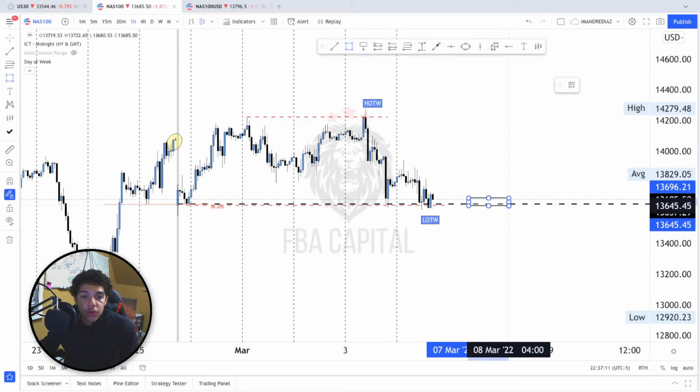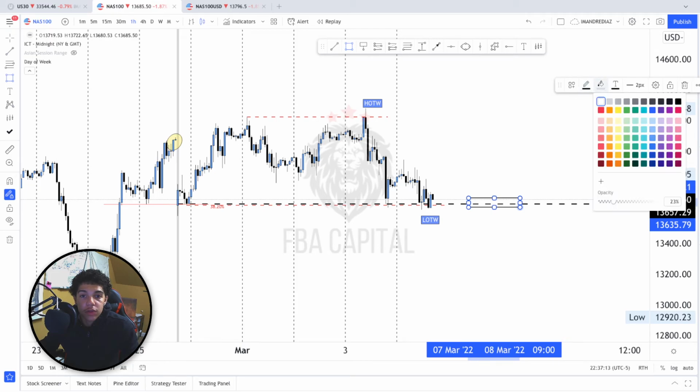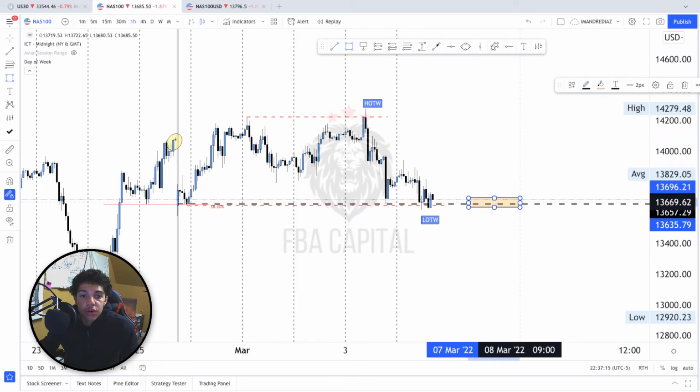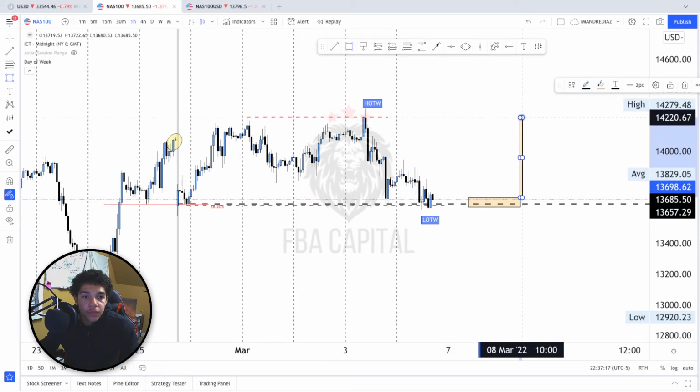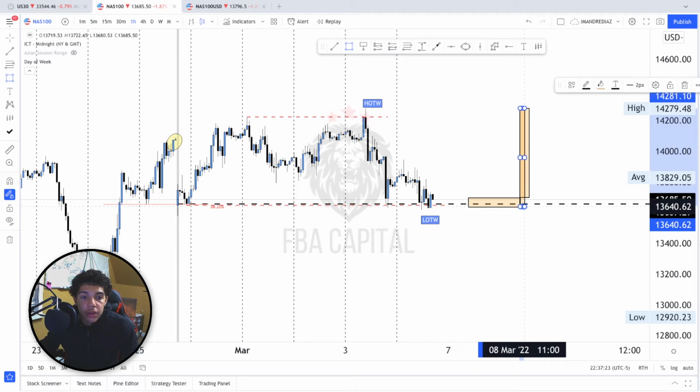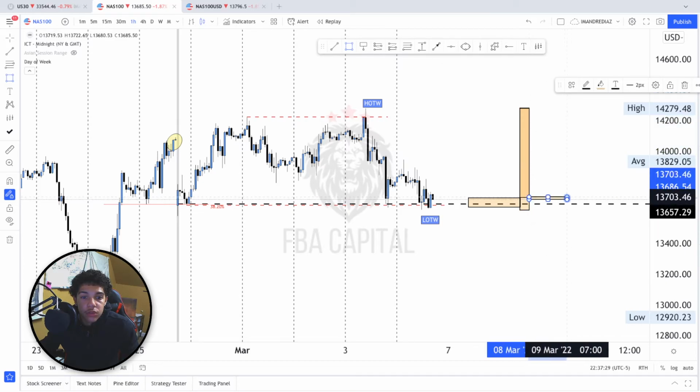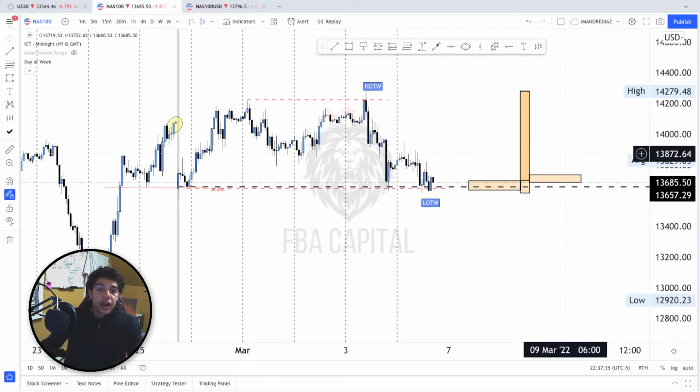So the market opened right here. We're going to make this just a random color. We're going to make it say orange. Market opened. Came all the way up to here. Made the high of the week. But then came all the way back below again. Traded all the way back down here. And then came up and closed basically where it opened at. So nonetheless, it was a pretty bearish week on the higher time frames.